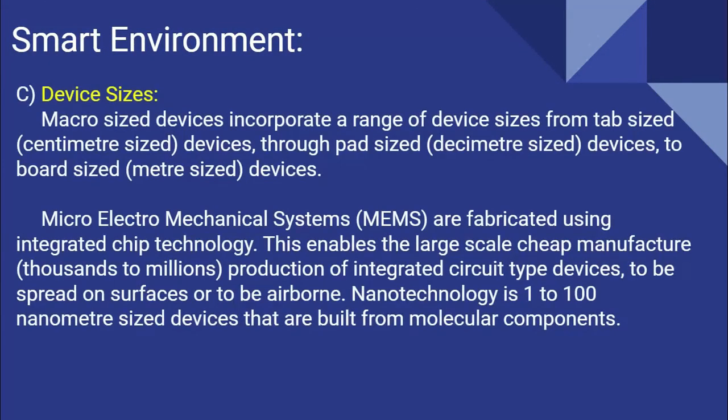Then we have device sizes, which is the important thing for the smart environment. When you have done the things, you also need to understand what kind of sizes. If you put it in centimeter sizes, like a bar in the foods or all those things, this is not going to be acceptable. If you make it as small as possible, like MEMS devices, micro electromechanical type devices, then it would be acceptable. That's the kind of explanation I have put here.